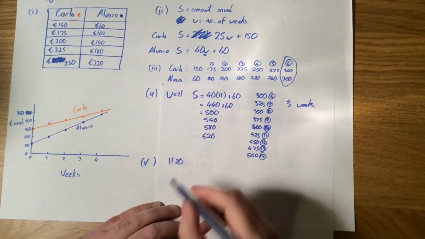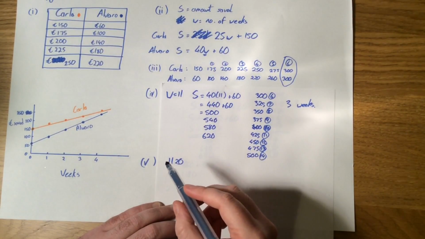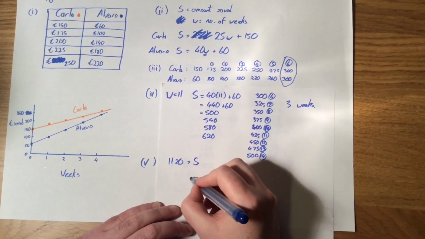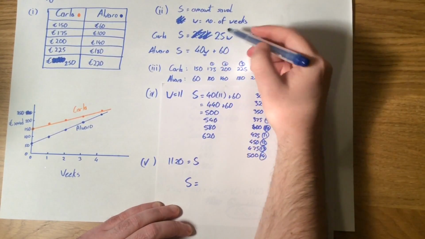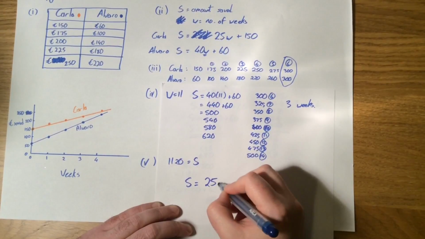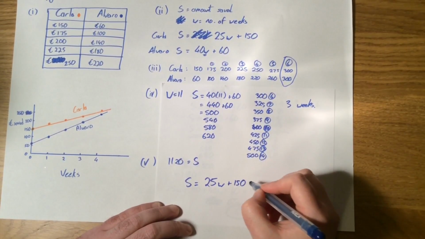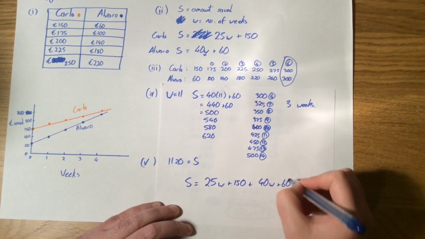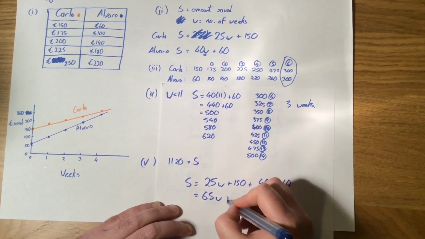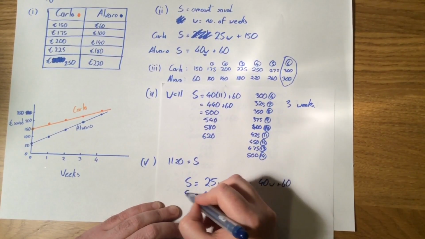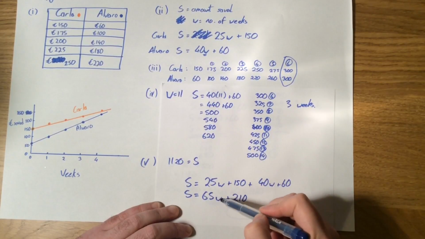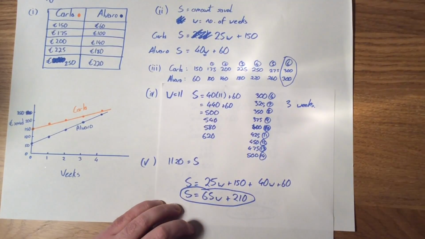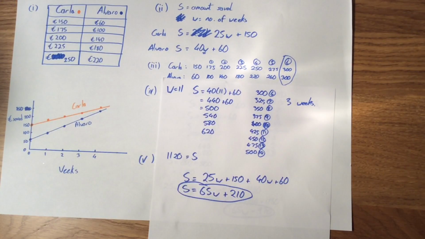Okay, so that's not what the question is asking though. It wants to know what a formula would be. So let's combine. In other words, this is equal to S, right? So S is going to equal the combination of 25W, which is what Carla saved, plus 150, added to what Alvaro saved, 40W plus 60. So in other words, it's 65W plus 210. Okay, and if you sub 14 into this, you get back 1,120. So this is a formula that represents the combined total. All right, that is the video.